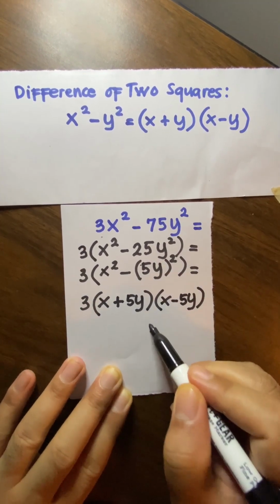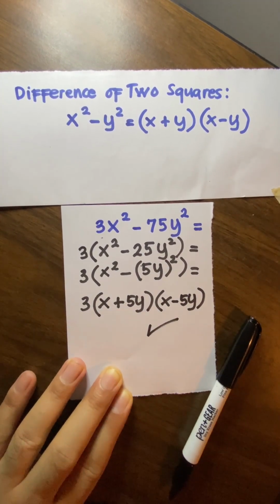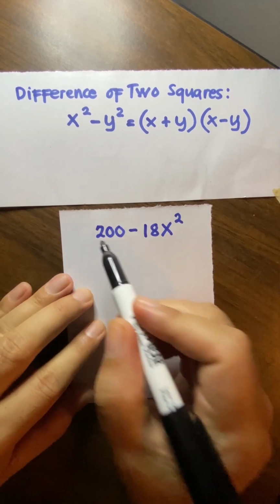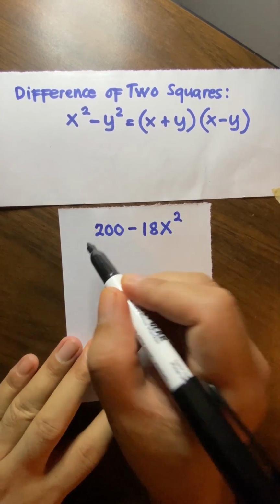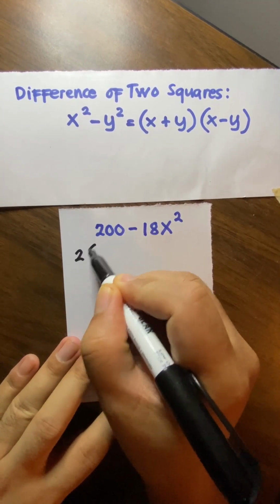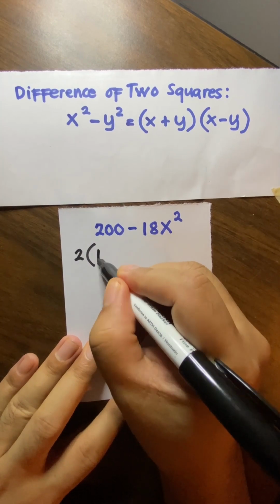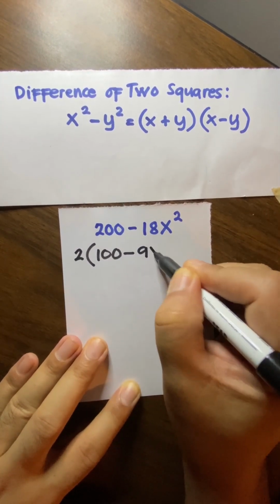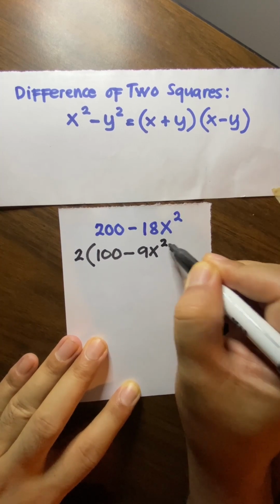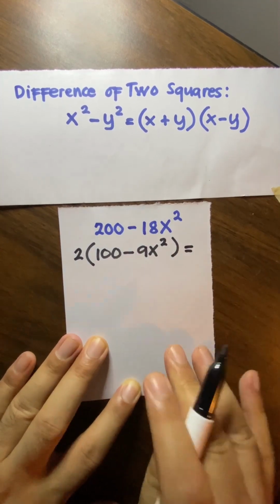Now this. Let us together solve this last problem. Is this a difference of two squares? If we look at the expression, we will realize that we can make this a difference of two squares if we first factor out 2. Factoring out 2 makes 100 minus 9x squared a difference of two squares.